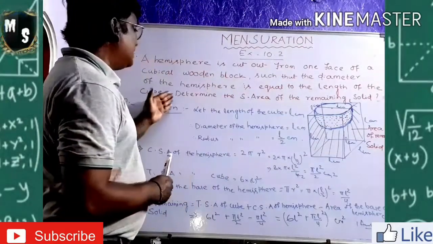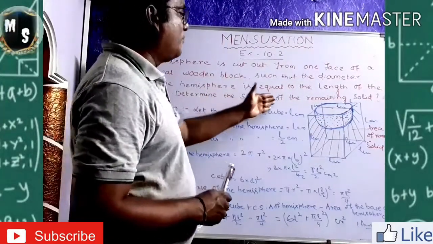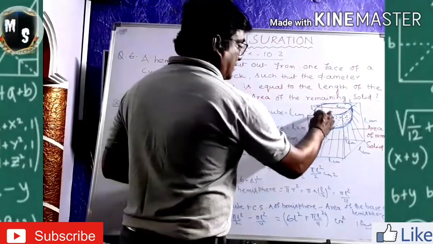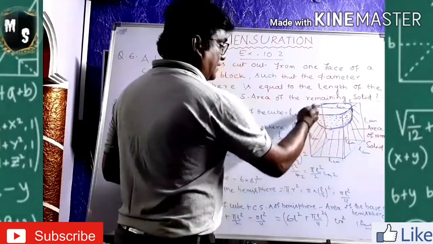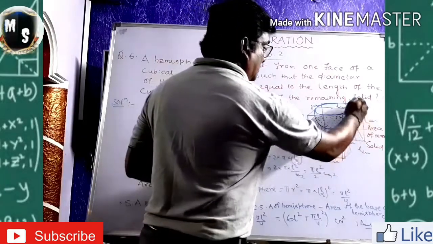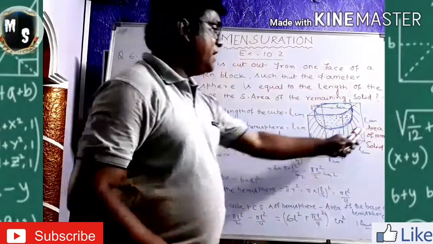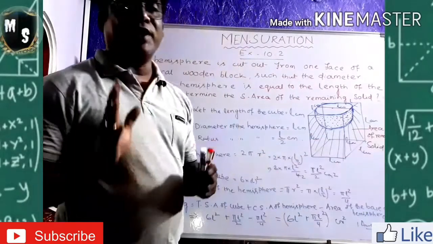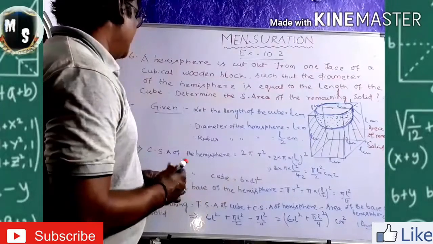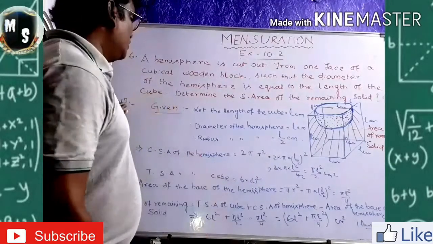So what has he asked to determine? The surface area of the remaining solid. Now you see what is the remaining part. I dotted the hemisphere here, and there is the cube here. See, and the remaining part is this one. So this is the remaining solid, and this area we are going to find out. Now see how I am doing it. Given. Go for the solution.